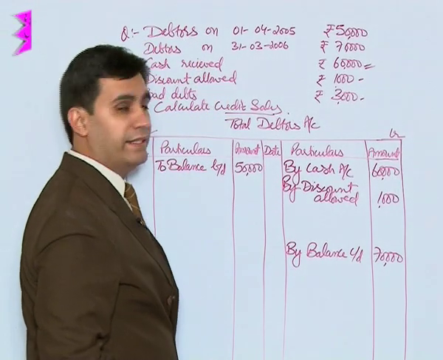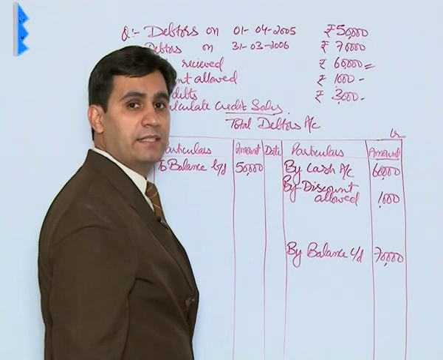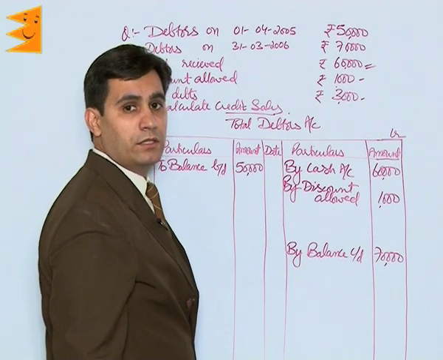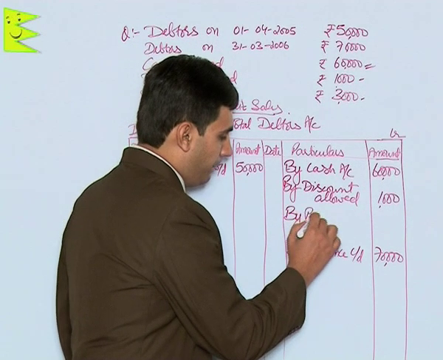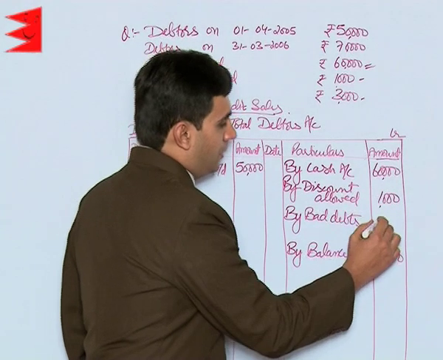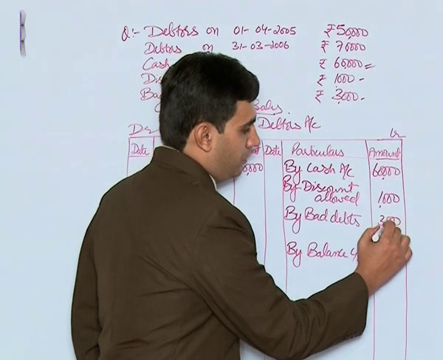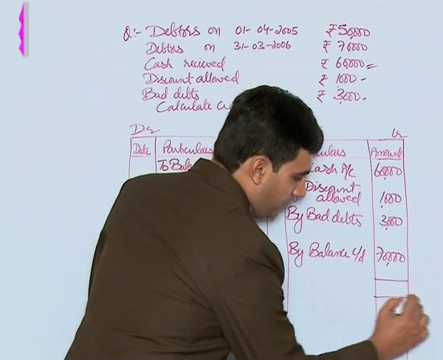Lastly, we have bad debts. Bad debts reduce the amount of debtors. Entries in this case would be bad debts to debtors. So on the credit side, by bad debts 3,000. Let us find the balancing figure.